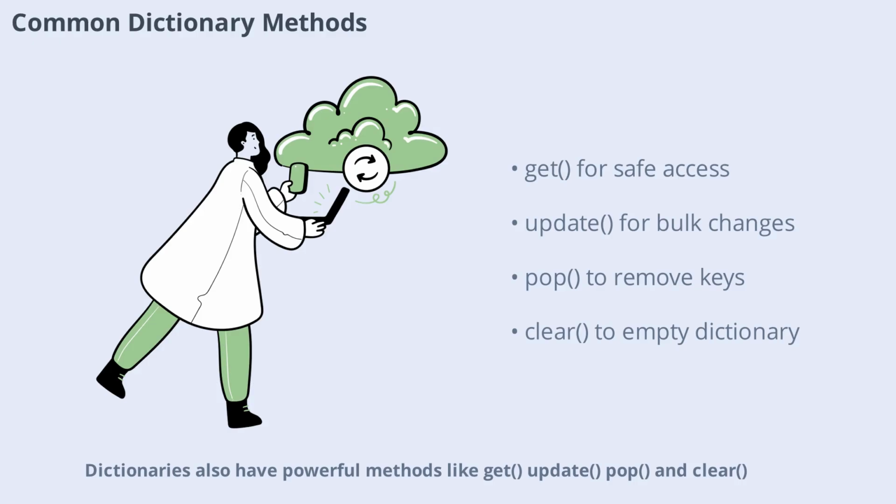Dictionaries also have powerful methods like get, update, pop, and clear. The get method retrieves a value for a given key, returning None if the key doesn't exist. Update lets you add or modify multiple key-value pairs at once. Pop removes a key and returns its value, while clear empties the dictionary. Knowing these methods helps you manage structured data efficiently.